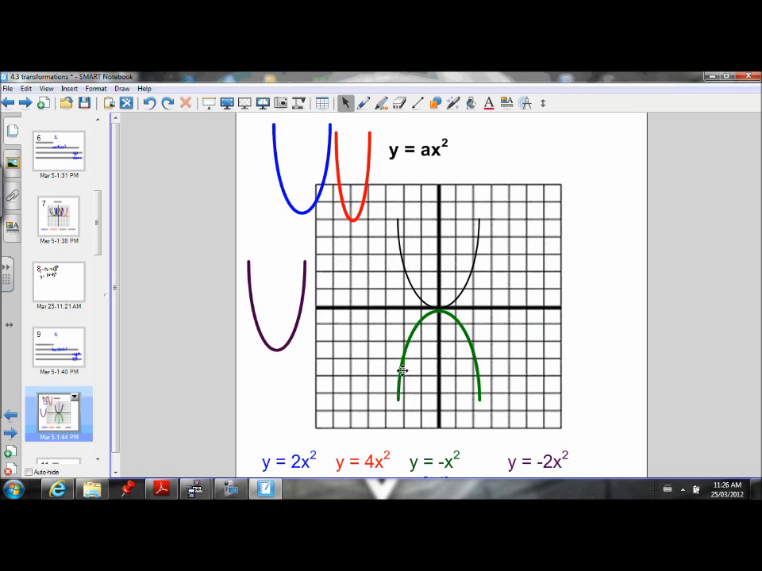So the only difference between these two graphs is that y equals negative x squared has been reflected in the x-axis. You can think of that x-axis as the mirror. Okay? So reflected in the x-axis is the technical way of saying that the parabola is flipped upside down. Okay? Let's put these ones back on.